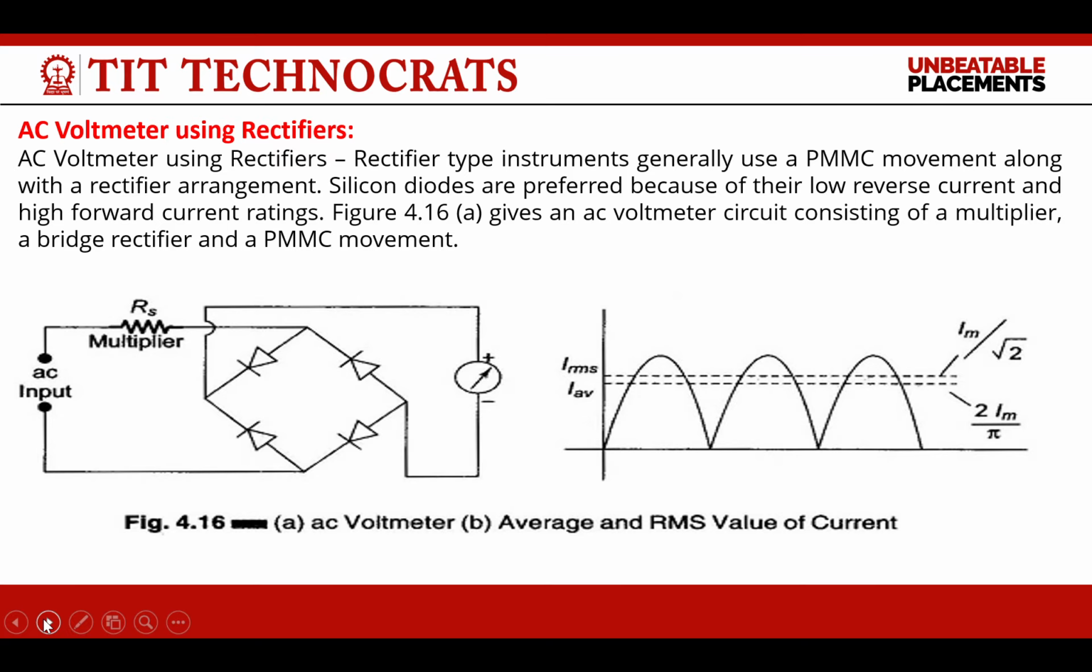The AC voltmeter using rectifiers. Here is the average and RMS value of current. Rectifier type instruments generally use a PMMC movement along with a rectifier arrangement. Silicon diodes are preferred because of their low forward voltage and high forward current rating. This gives an AC voltmeter circuit consisting of a multiplier, bridge rectifier, and PMMC.